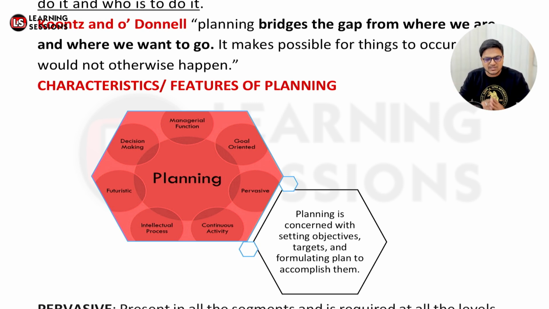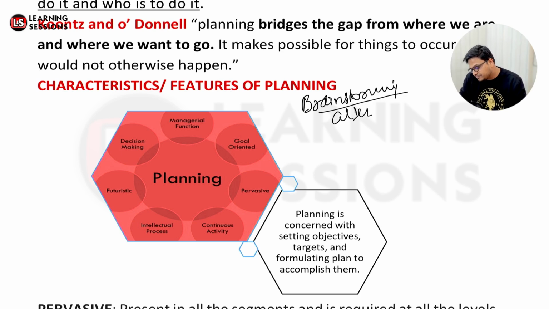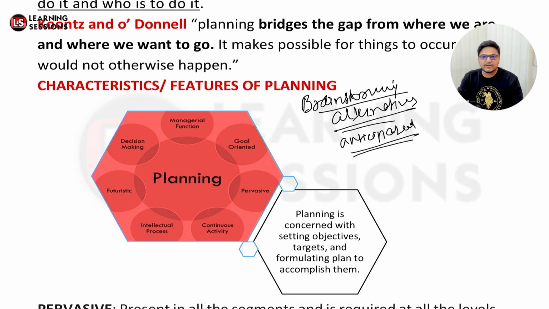It's an intellectual process, because once you've started planning, you need to do brainstorming: what things are to be done, what things are not to be done, what the different alternatives are. You have to pick the right things out of those alternatives. That is all related to planning. Also it is done for an anticipated event, that is, it is futuristic, and you have to do decision making, right?